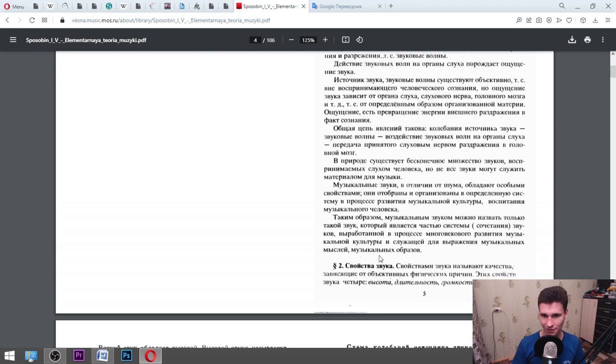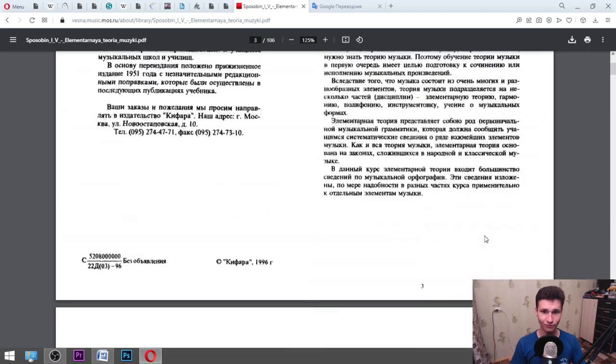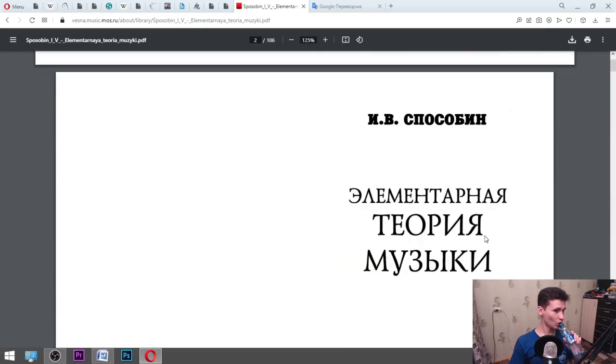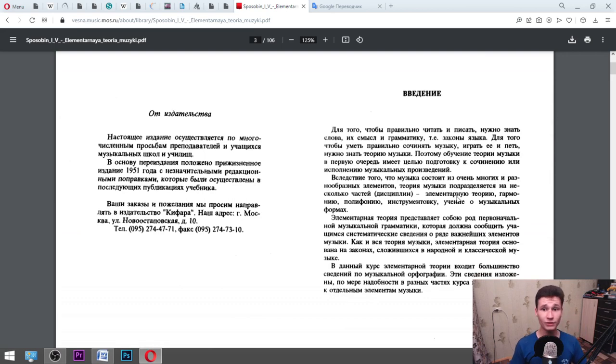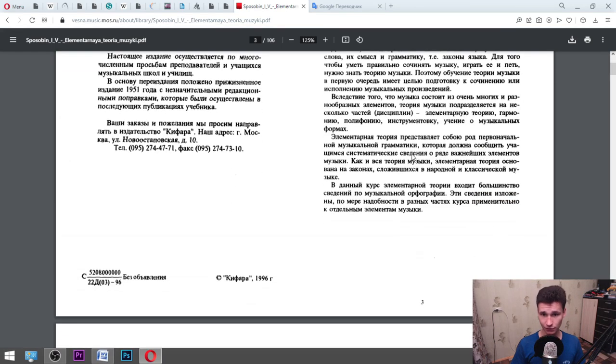Музыкальные образы means musical forms. Музыкальных мыслей means musical thoughts. Выражение expressing, служащий serving. Culture культура. Музыкальная культура. Многовекового развития means many century growing. So, we did it! We did it, guys. Introduction is good.